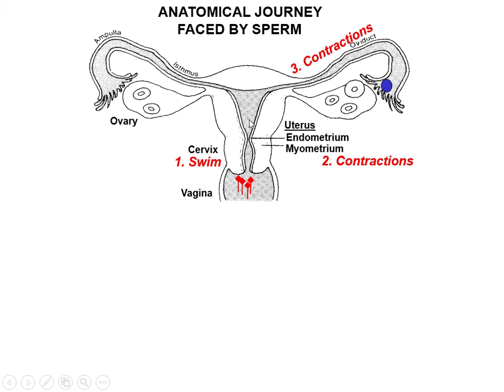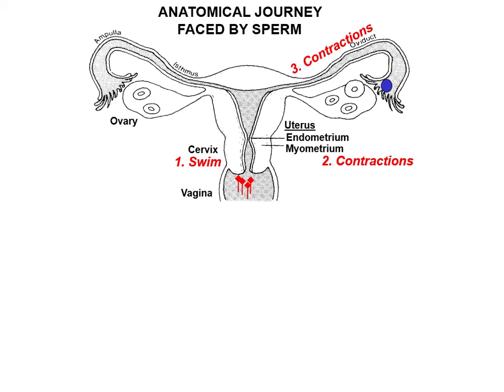So once they get into the lumen of the uterus, the contractions of the myometrium create sort of a churning action, so they're rapidly distributed throughout the lumen. And then there are what are called antiperistaltic smooth muscle contractions in the oviduct, because they go up rather than down, and these aid their movement up to where the ovum's waiting.